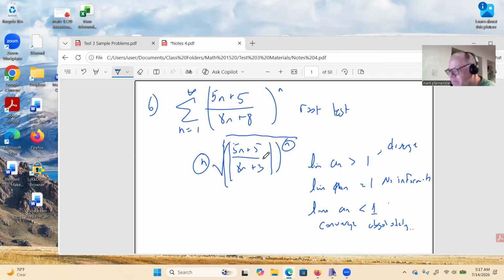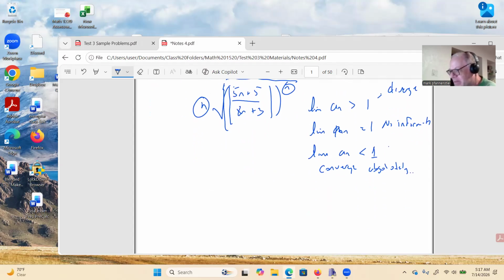So here we go with what's going on here. As I take my limit with the root test, the n to the power and the n's cancel. That's kind of the whole point. So we have 5n plus 5 over 8n plus 3. We're still dealing with absolute values. What we want to do is take our limit as n goes off to infinity to see what happens. Now, I don't really need the absolute values here because n is greater than or equal to 1, so these are all going to be positive numbers.